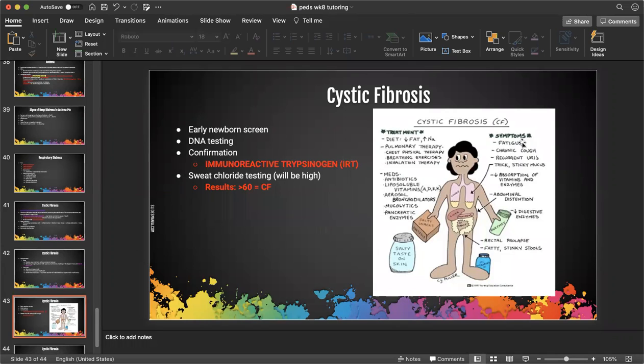So before I get into the diagnostics really quick, I just want to go over this picture. Just the symptoms part. So for symptoms, they can have fatigue, chronic cough, recurrent URI, so upper respiratory infection. They'll have that thick, sticky mucus. Like you see here, they'll have a decreased absorption of vitamins and enzymes. They can have abdominal distension, a decrease in digestive enzymes, rectal prolapse, and then they'll have those fatty, stinky stools because nothing's being absorbed properly.